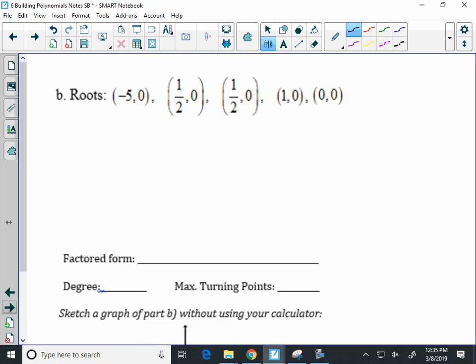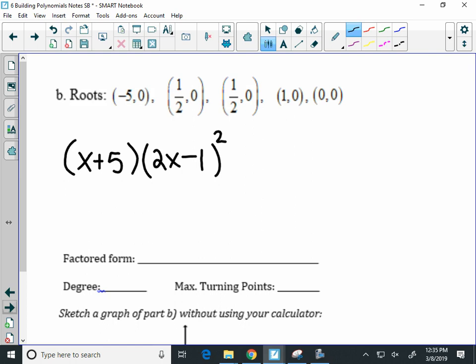How many roots total do I give you? 5. So hopefully, once we make our graph, we should have a degree of 5. So this time I gave you the ordered pairs. Yes, I did give you ordered pairs. So if I have a root at negative 5, what factor would that be? X plus 5. Okay. What about 1/2? Yeah, the 2 comes up in front of the x, opposite sign. Well, I have another 1/2. So I have to square the factor. It has a multiplicity of 2.